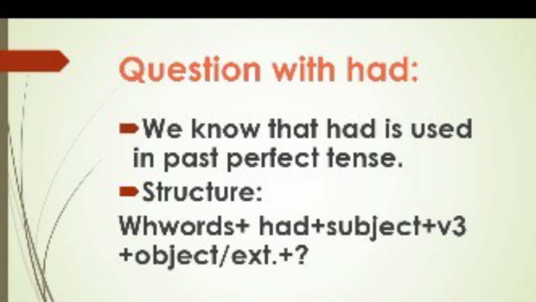Question with had. We know that had is used in past perfect tense. Let's see what will be the structure at the time of making W's question. At first you have to write down the W's word, then had, then subject, then verb 3, that means the past participle form of the verb. Then you have to write object or extension, and finally you have to put a question mark at the end of the statement. Let's see some examples, then it will be clear.